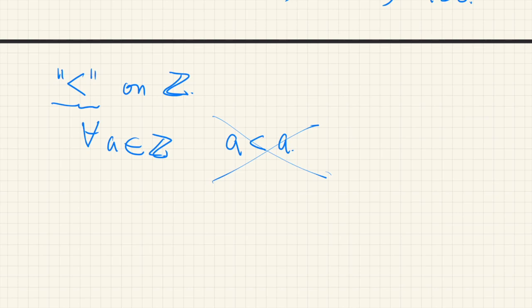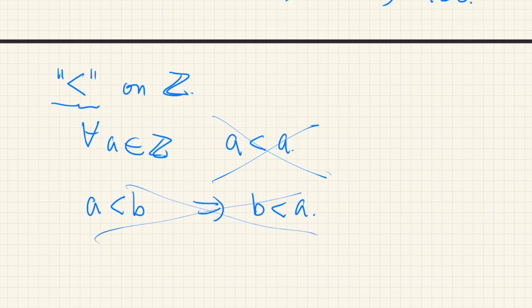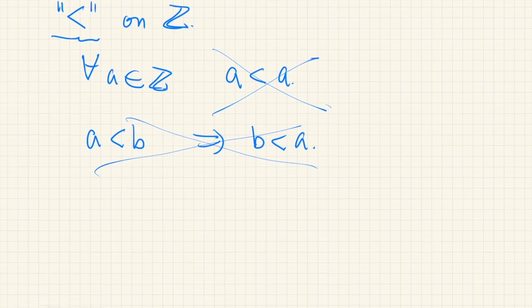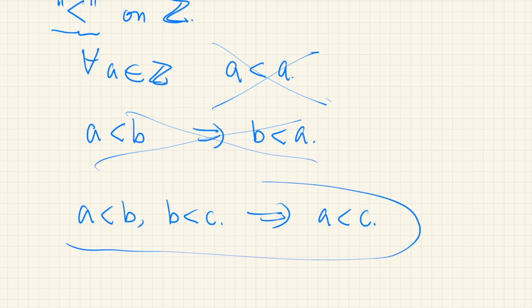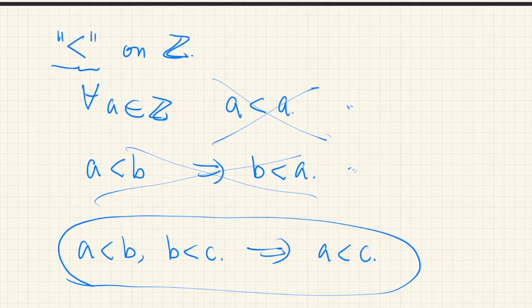What about other properties? If a is less than b, is it true that b is less than a? No, of course not. So this doesn't hold either. So it's not symmetric. What about transitivity? If a is less than b and b is less than c, is it true that a is less than c? Yes, of course it is. So transitivity does hold, but the other two properties, reflexivity and symmetry, do not hold. So it is not an equivalence relation.